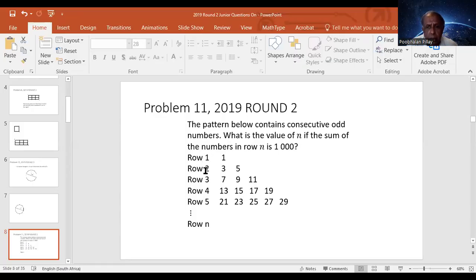All right, you've got row 1, row 2, row 3, and somewhere along the line you've got row n. We don't know what n is, right? But we do know that the sum of the numbers in that row, when you add up all these numbers here, you're going to get 1000.